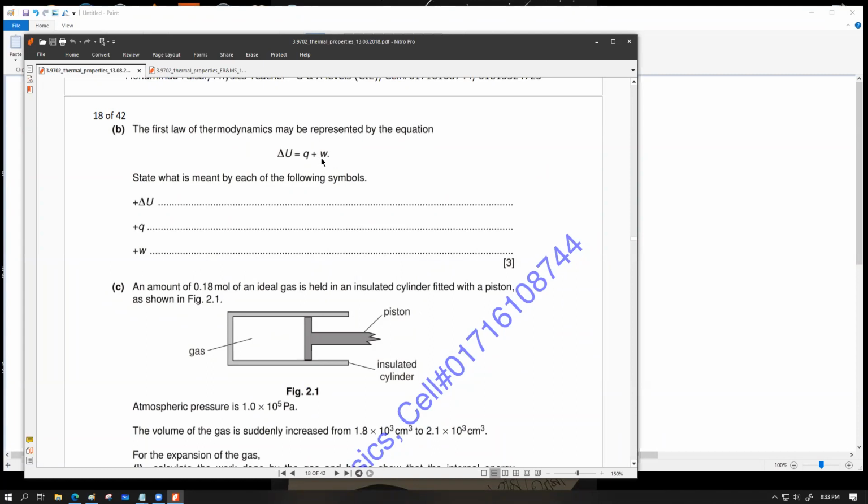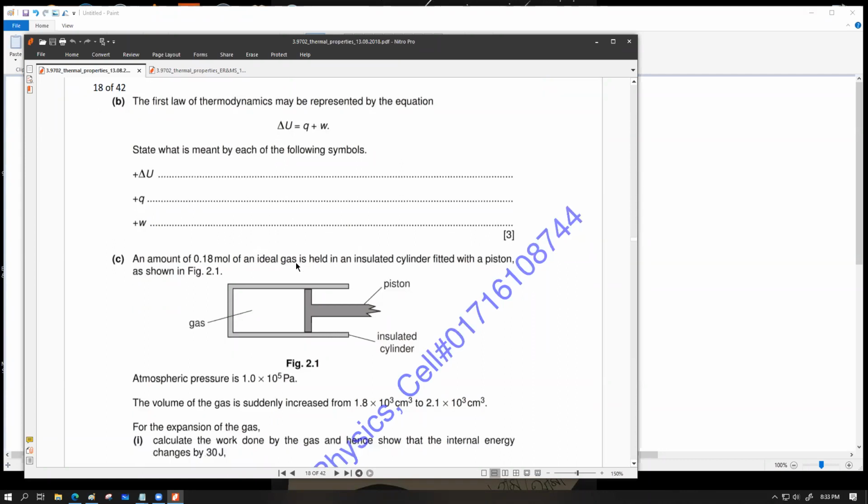W in this case was defined as what? Work done on the system, right? For this equation, W was defined as work done on the system. So if work is leaving, then W is supposed to be negative. W is negative, then del U should also be negative. Del U negative means what? The total internal energy will become less.